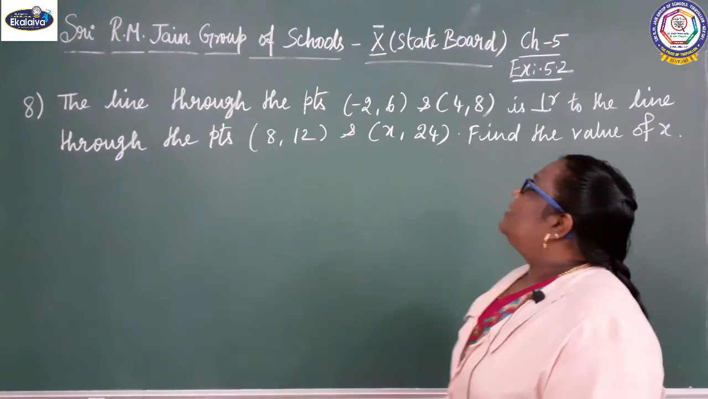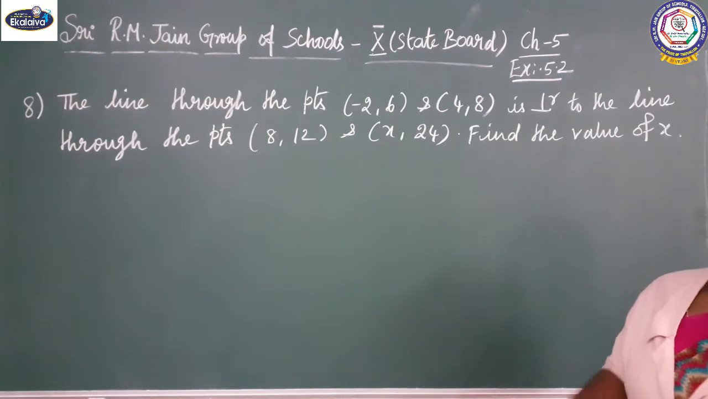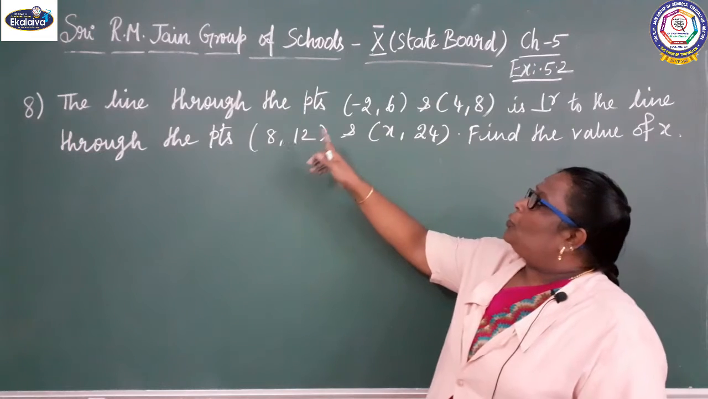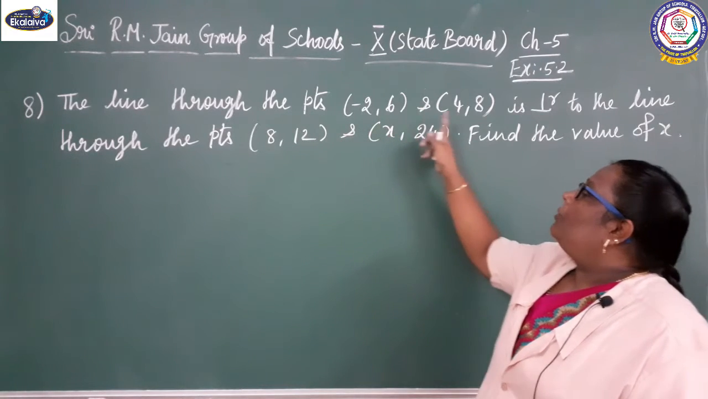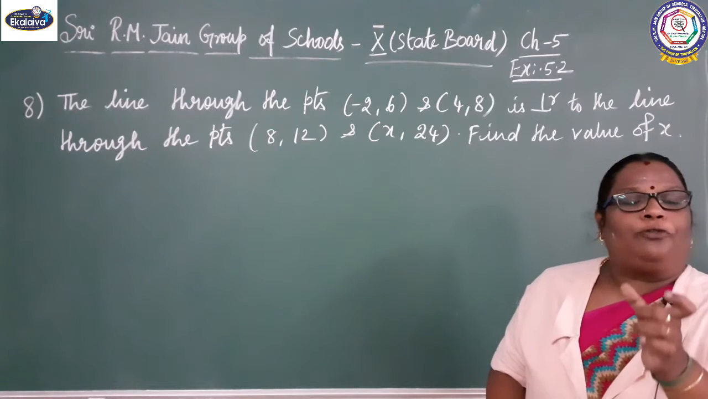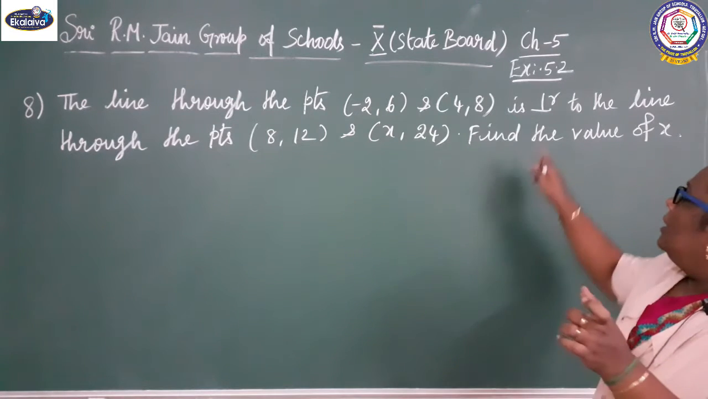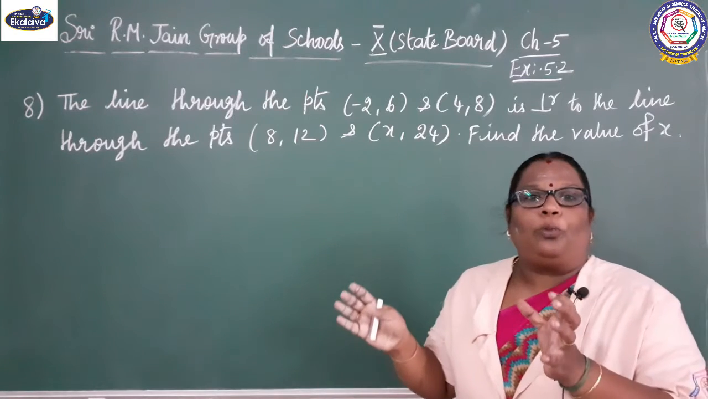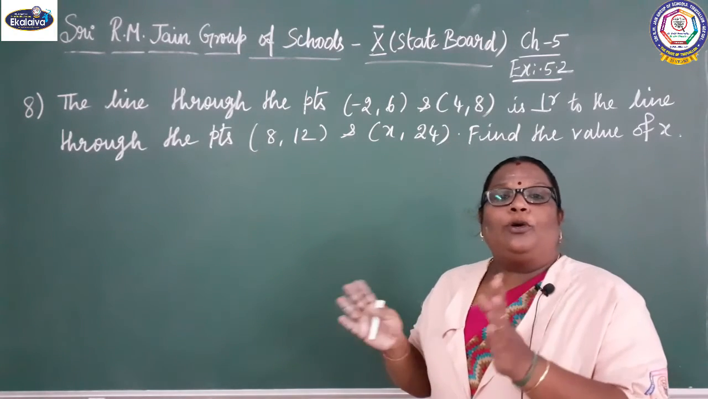This is 10th standard state board, chapter 5, exercise 5.2, 8th sum. The line through the points -2, 6 and 4, 8. For the first 2 points you should find out the slope. It is perpendicular to the line through the points. Again they are given 2 points, because 2 slopes are given since it is perpendicular.